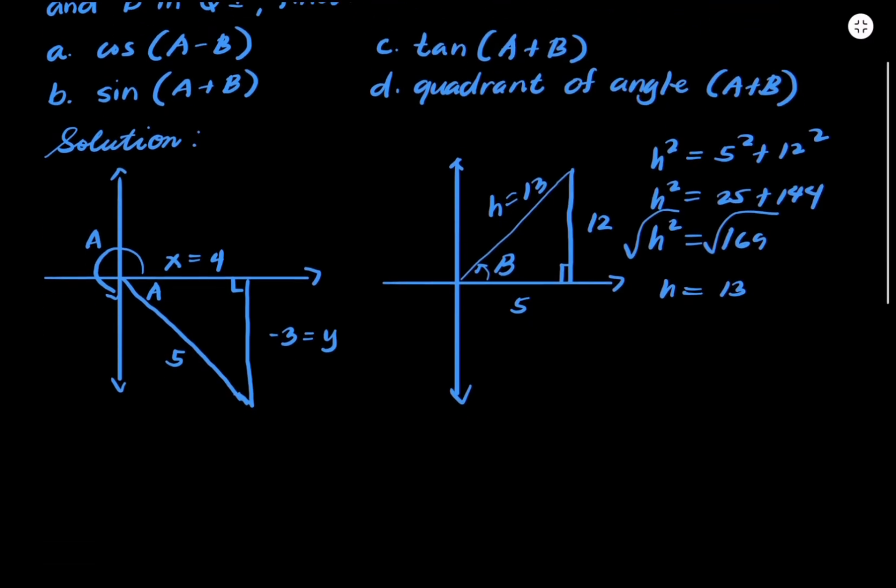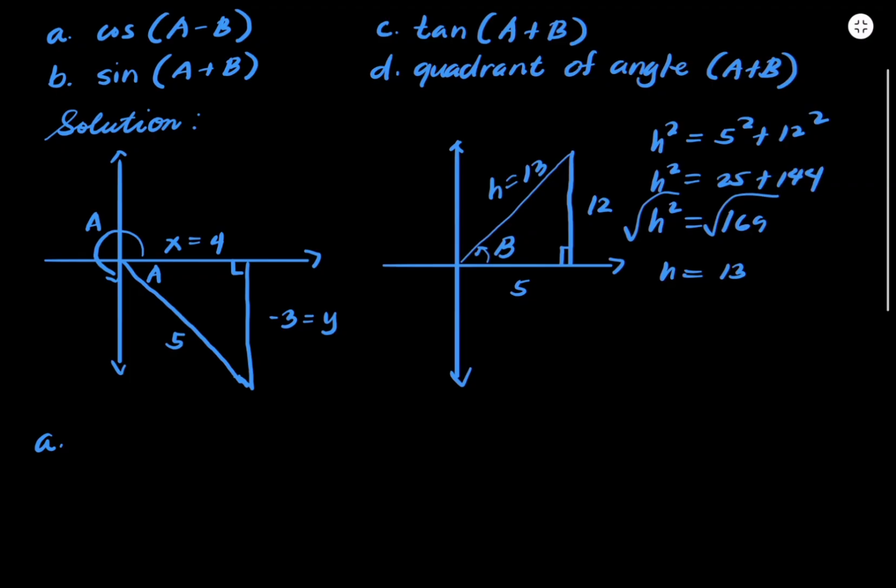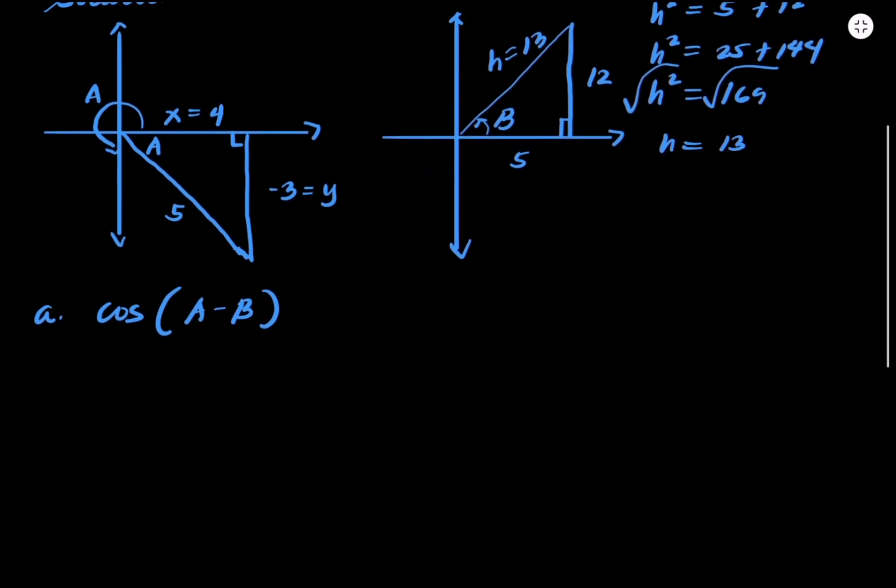Let us first solve for cosine A minus B. So this is the difference of angles. So using the sum and difference formulas, if you have cosine A minus B, that is equal to cosine A times cosine B minus, or plus, I mean, so this is minus, so we need to have addition here. So sine A times sine B.